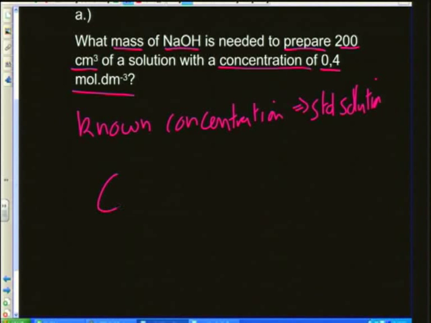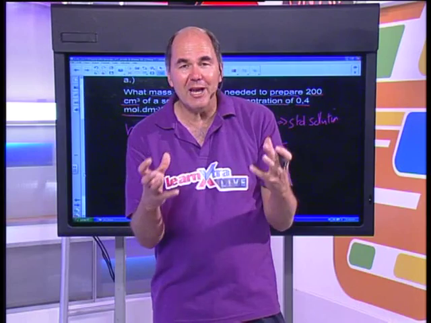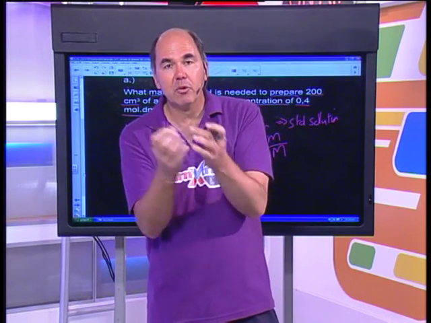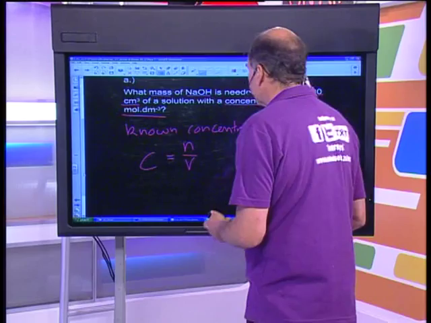We know concentration is the number of moles over the volume, but we also know that number of moles is equal to the mass over the molar mass. We don't know the number of moles that we need. We want to find the mass, so we find the number of moles to get the right concentration.